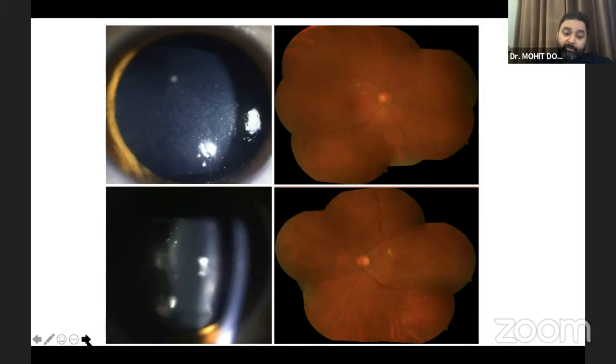The media is pretty good. There's not too much vitreous inflammation, except if you don't look in the retrolental space. So he had a retinal microangiopathy bilaterally.